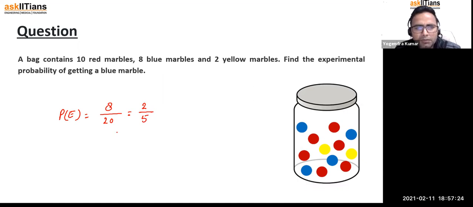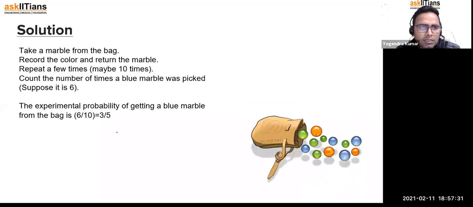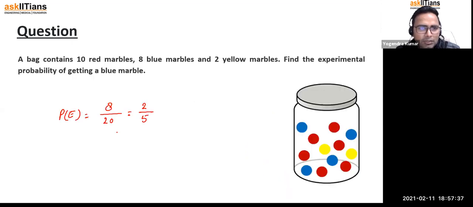We don't have any previous data here. So theoretical and experimental, we need to give the same answer, right? Now what is happening here? What are they providing? The bag contains 10 red, 8 blue, and 2 yellow marbles. Find the experimental probability of getting a blue marble.